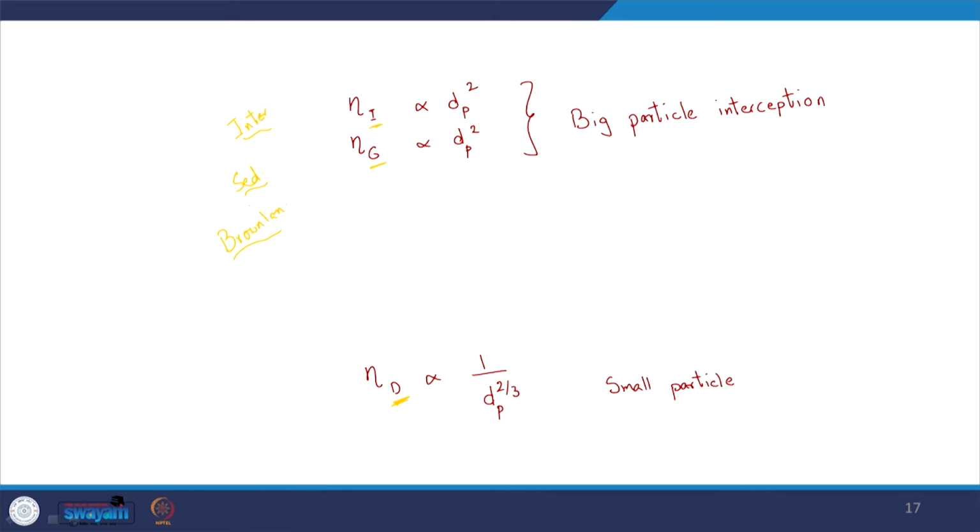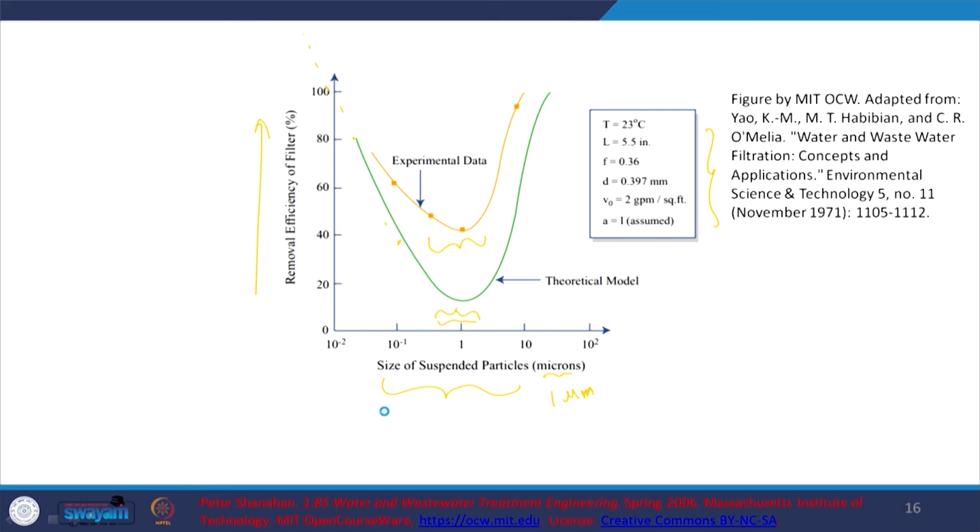As you can see, removal efficiency due to interception, or inertia pardon me, and due to gravity, depends upon the square of the diameter of the particle. So, for big particles, removal typically occurs by these two ways. With respect to smaller particles, it is due to diffusion or Brownian motion. Thus you see that as the diameter of the particle decreases, the efficiency of removal by diffusion or Brownian motion increases. That is what you see out here. Let us move on.